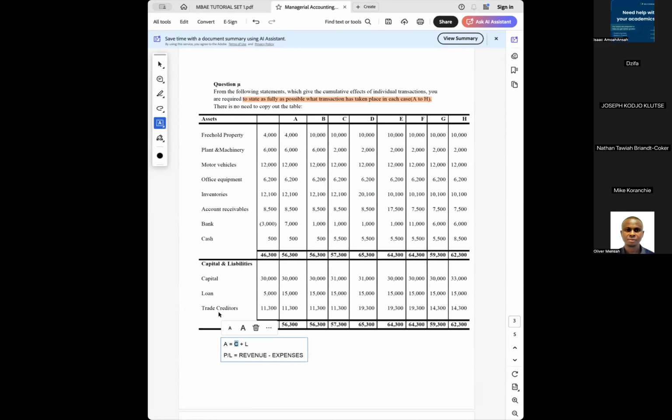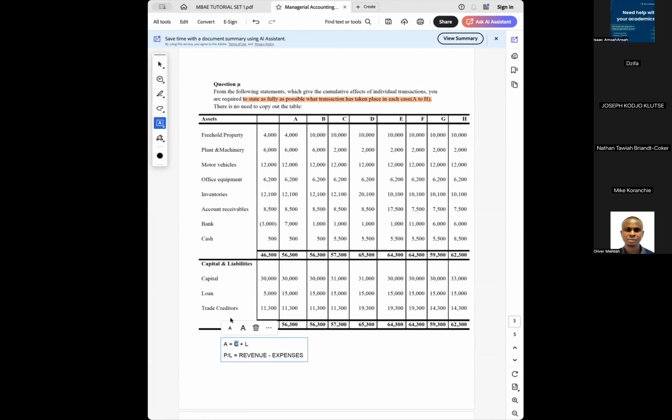Okay. Then we can also look at loan as a form of liability. Then trade creditors is also an example of liability. Remember, trade creditors are those that we have bought goods from on credit, those that the business has purchased goods from on credit, or all those that the business has engaged with on a credit basis. It can also be referred to as trade payables. So that is it.